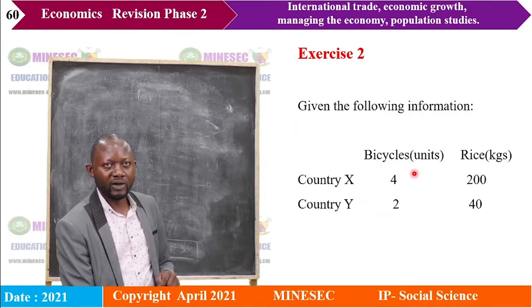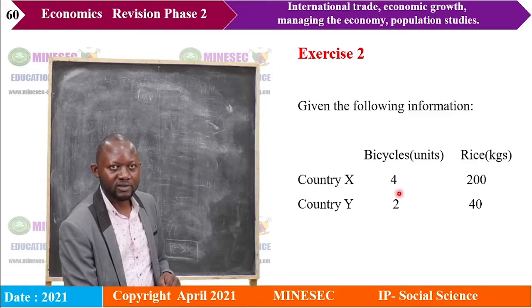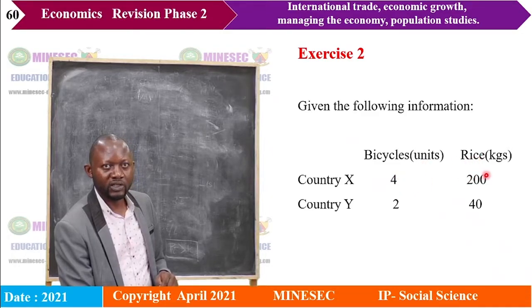X, we have to look at one bicycle. To produce bicycles we are sacrificing rice. So 4 is equal to 200. It means we have to look at the opportunity cost of one unit of bicycle in terms of rice. We divide 200 by 4, it's going to be 1 is to 50. 1 is to 50.